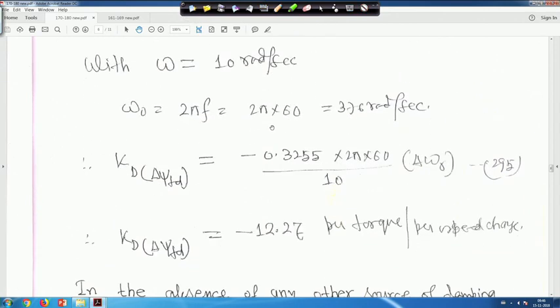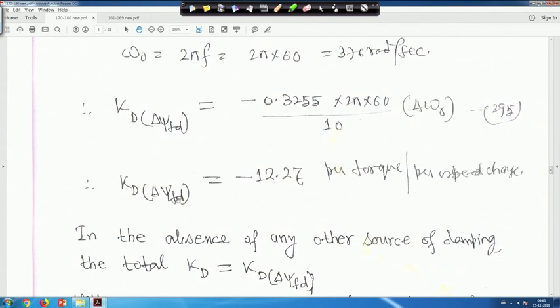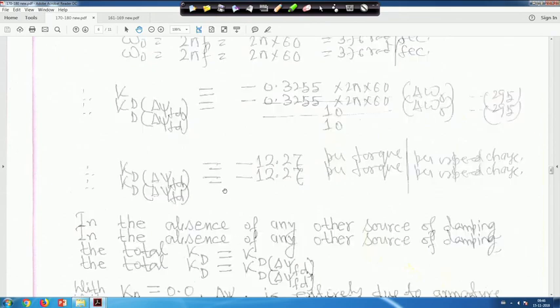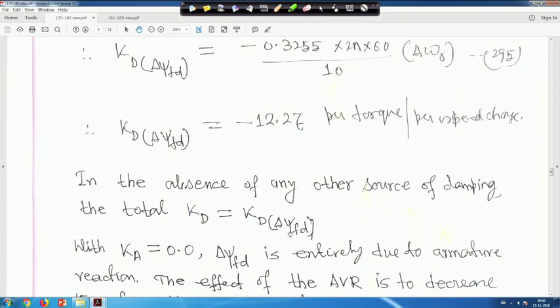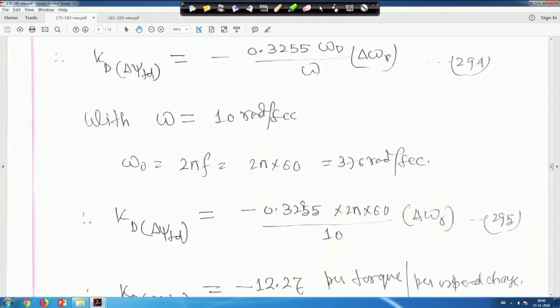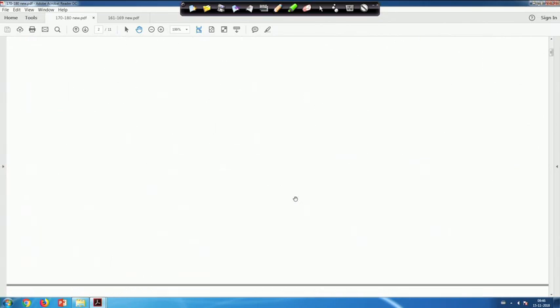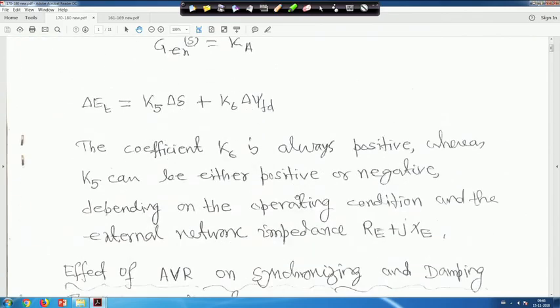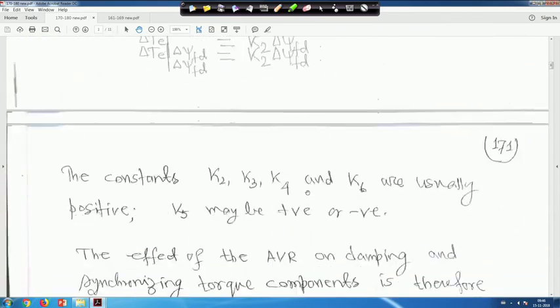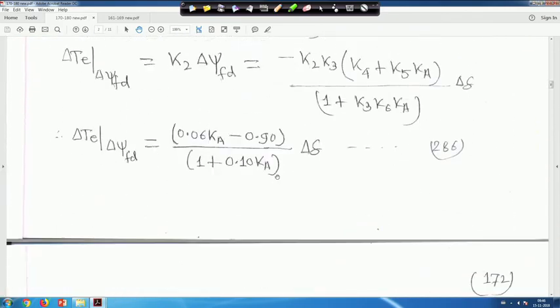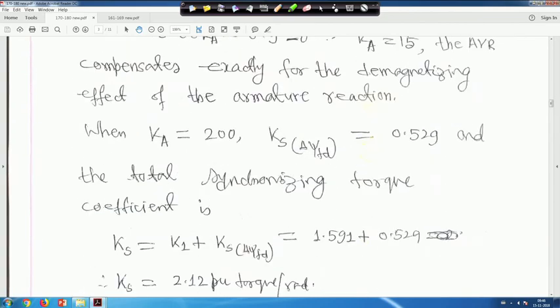So, if you simplify, Kd delta psi FD is equal to minus 12.27 per unit torque divided by per unit speed change, right. So, in the absence of any other source of damping, the total Kd will be Kd delta psi FD, because we have to consider that Kd is equal to 0 for this analysis, right.